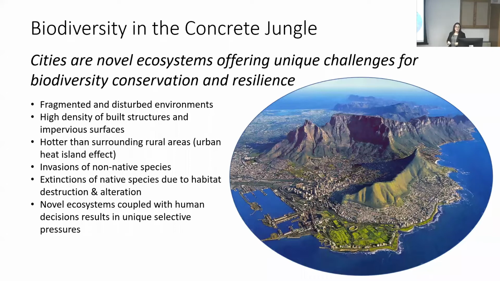Novel being defined by Hobbs as ecosystems containing new combinations of species arising through human action, environmental change, and deliberate or accidental introduction of invasive species. And this brings about not only new ecological communities, but new ecosystem processes, changing nutrient cycling, organic matter dynamics, and so on.